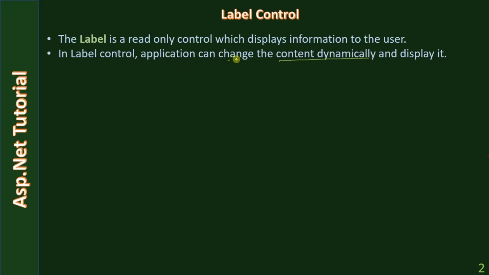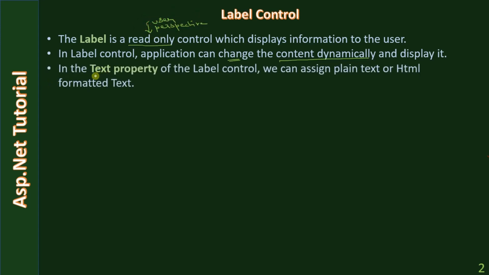So here we are talking about change. The change can be done by the application. The label is a read-only control from the user's perspective, so the user cannot interact with it and cannot change the content.